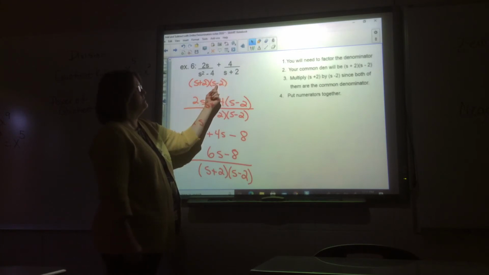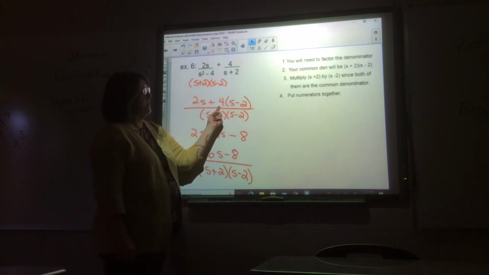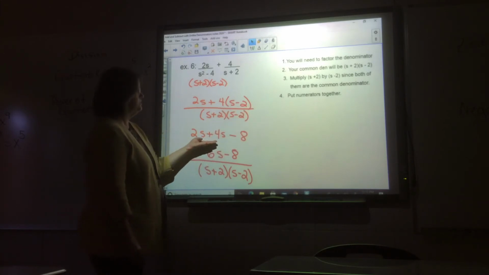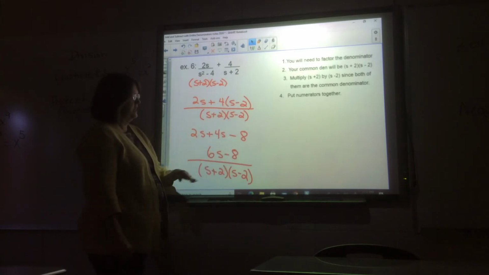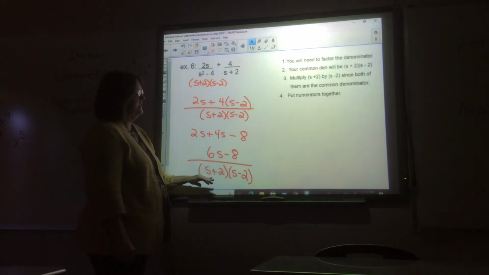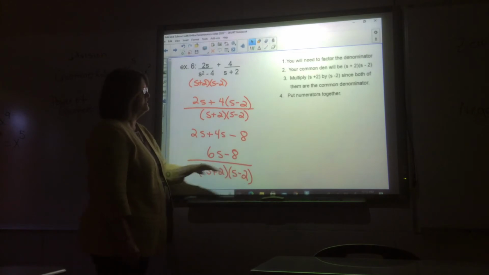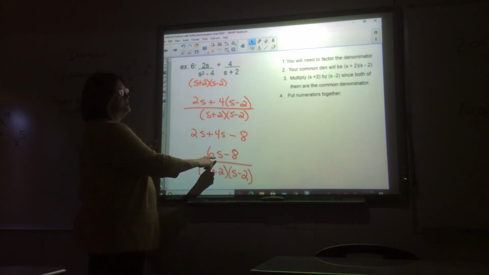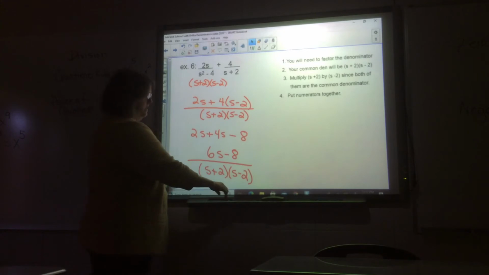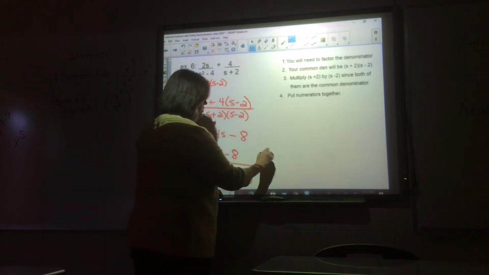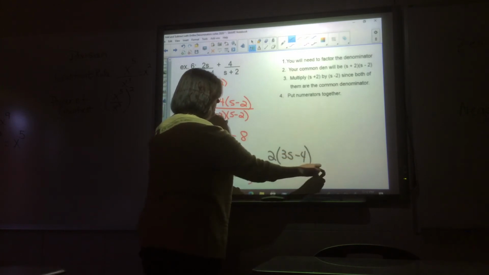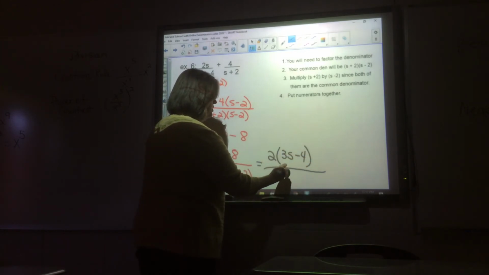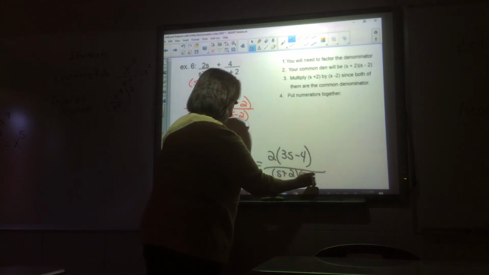This s plus 2 does not have s minus 2, so I need to multiply 4 by s minus 2. All right, so 2s plus 4s minus 8. Put like terms together, that gives me 6s minus 8 over s plus 2, s minus 2. Now, I can pull a GCF out here, but it's not going to help me any. I can pull out 2, and that's going to give me 3s minus 4. And then I have s plus 2, s minus 2.